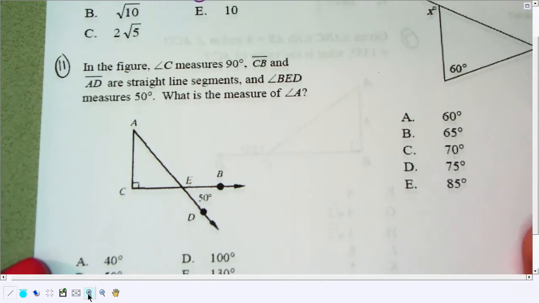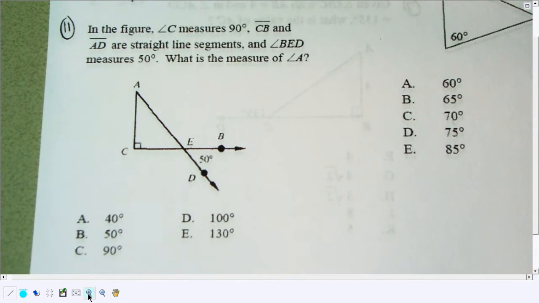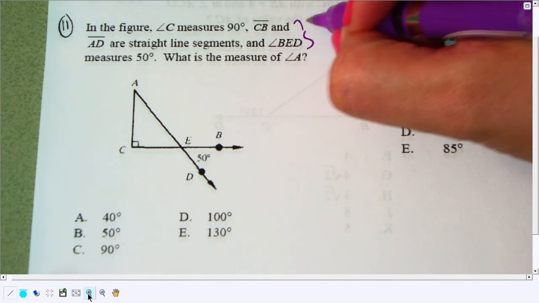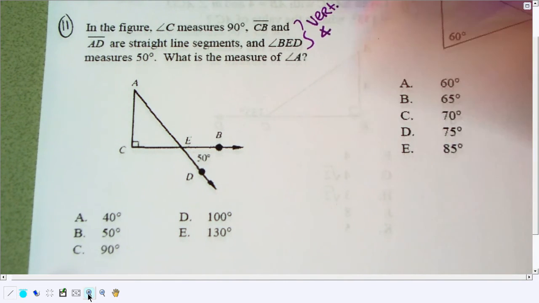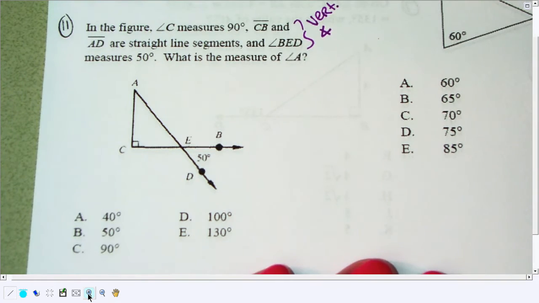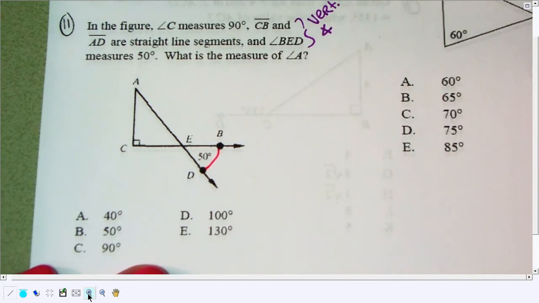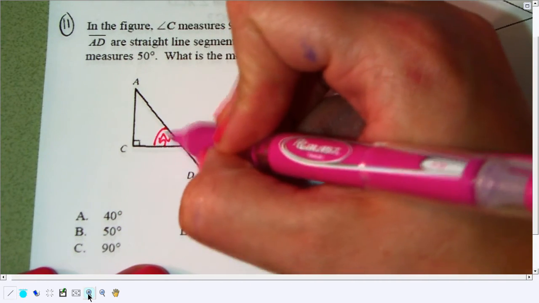Number 11, it tells you C is 90 and that these are straight lines, which lets you know right here that you have vertical angles. So that's kind of the clue. They've got to be opposite rays. They have to form lines. It says BED is 50. What is A? So again, we're using some vertical angles. So if this is 50, so is this one.